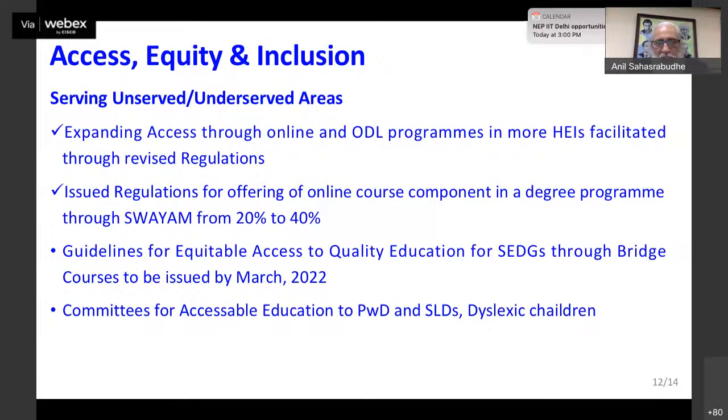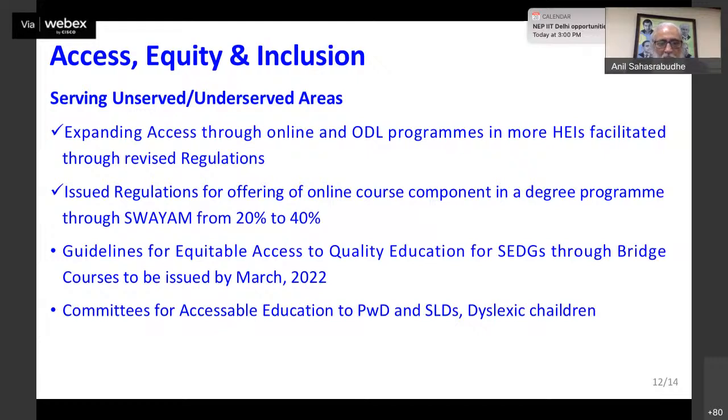Access, equity, inclusion. I have already narrated that online and ODL programs are the only way for increasing our gross enrollment ratio from 27% to 50%, and therefore regulations needed to be revised. They are under revision. They will be announced, and many other institutions which are not today giving online ODL programs will start giving them. Regulations for using our MOOC platform, SWAYAM courses, which UGC and AICTE had earlier permitted to 20%. In the VUCA world, when we have realized during the pandemic that online is also feasible, we have increased this percentage to 40%. Guidelines for equitable access to quality education for socially disadvantaged sections of society through bridge courses are also part of that, which is already issued.